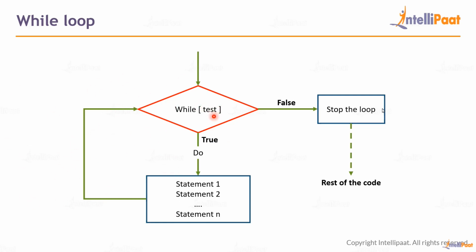Now when this particular condition becomes false, then it will stop the loop, and if you have other code, it will go execute the rest of the code below that while loop. If there is no code, it will just end the script. So this is while loop.